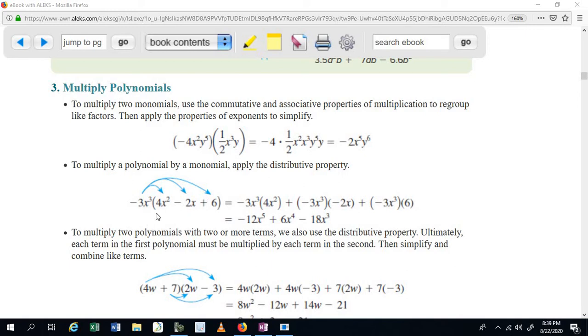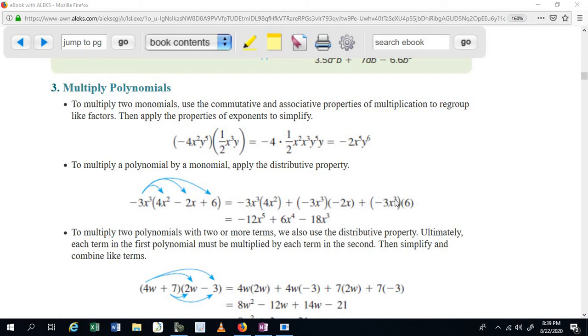Okay, so when you distribute it to the 4x squared, you would get this. Distribute it to the minus 2x, and you would get this. And then distribute it to the 6, and you would get this. Now you're adding these terms together, so you can see here you get -3x cubed times 4x squared, plus now you get -3x cubed times -2x. And then you're adding that term. Okay, and then the last term that you're adding on is -3x cubed times 6.